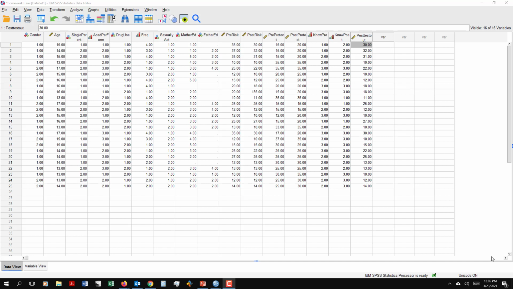This is going to be the SPSS demonstration for homework number 3, where we're comparing pre-test, post-test assessments for a teenage pregnancy intervention program. Here on the screen you'll see that I have my data up, and I'm going to take you through some of the basic processes that I go through whenever I do an analysis like this.